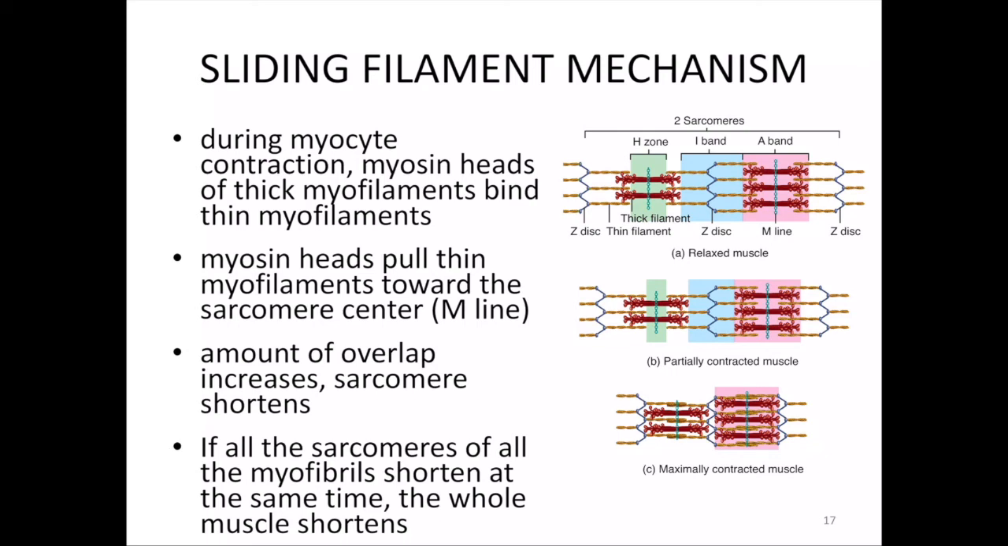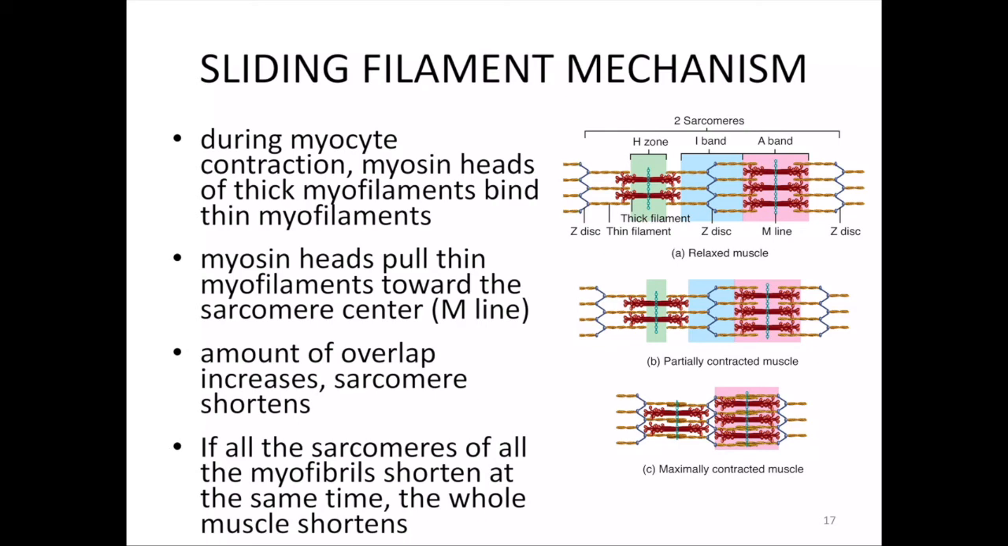And in order for us to create some sort of a tension force in our myocyte, we need to increase the degree of overlap between actin and myosin. So if we allow for the formation of cross bridges between actin and myosin, myosin is going to bind to actin and pull those actin myofilaments closer towards the center of the sarcomere.